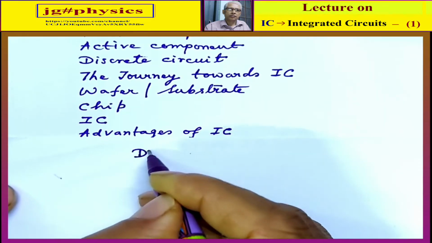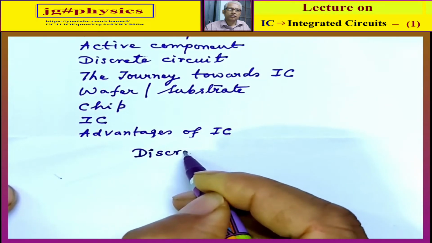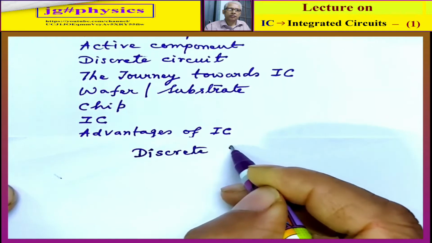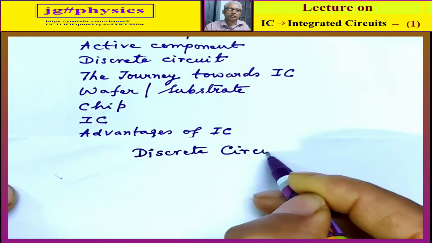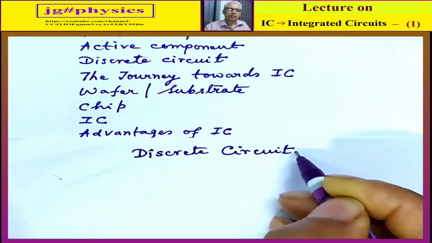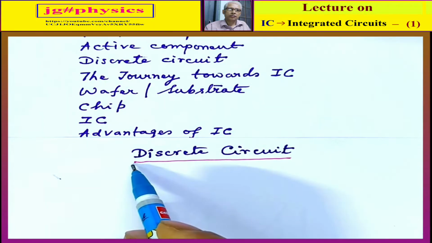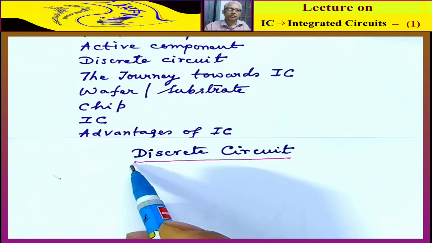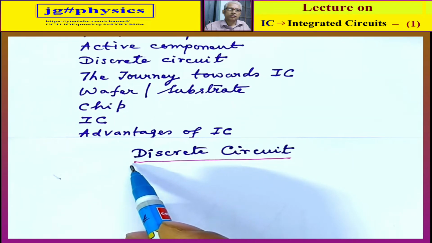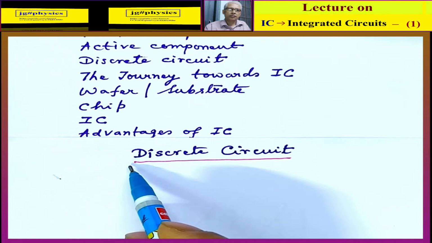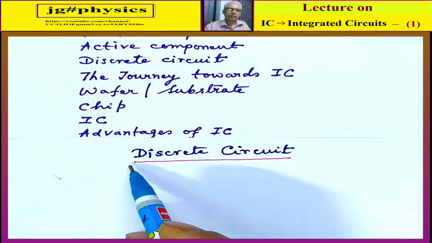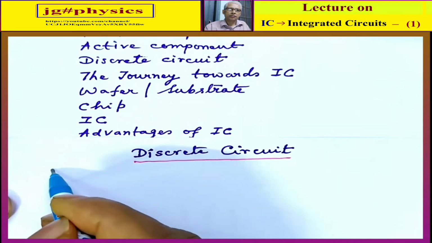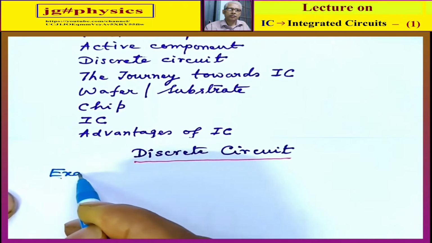We now describe what we mean by discrete circuit. We can build a meaningful circuit by connecting the passive and active components with connecting wires through wire binding or soldering. Let us show a few discrete circuits.